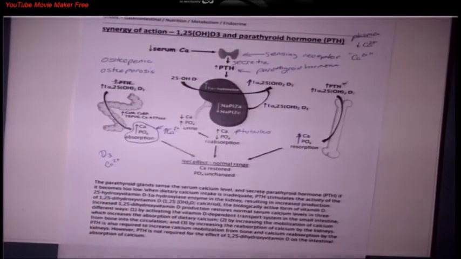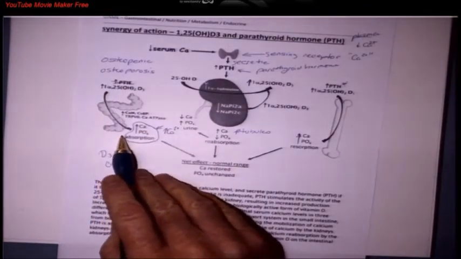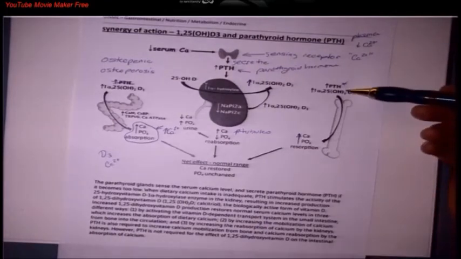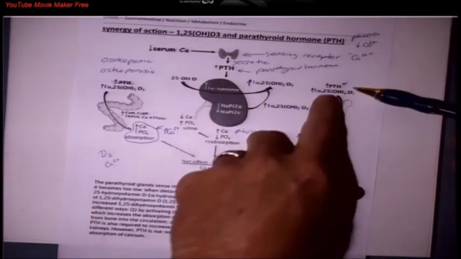That's correct. PTH is not needed for increased calcium absorption by the intestine. D3 is all that's required. Okay, but for bone resorption, are both PTH and D3 required? Yes. Or they both do that?